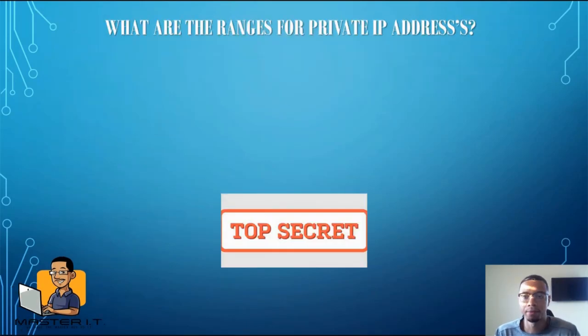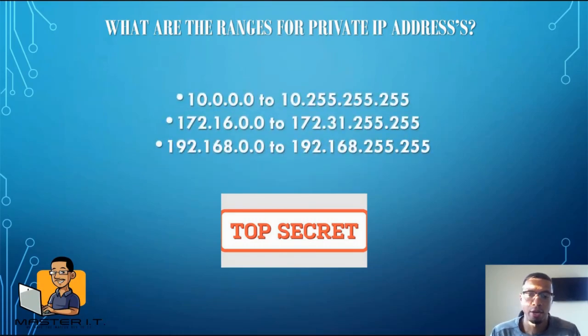Okay, perfect. What are the ranges for private IP addresses? There's 3 ranges for private IP addresses. What are they? 3 different ranges. Hopefully you guys came up with this right here. These are the 3 ranges that can be assigned and will be assigned to private networks. So when you're actually on your LAN, you're gonna have an IP address inside this range.